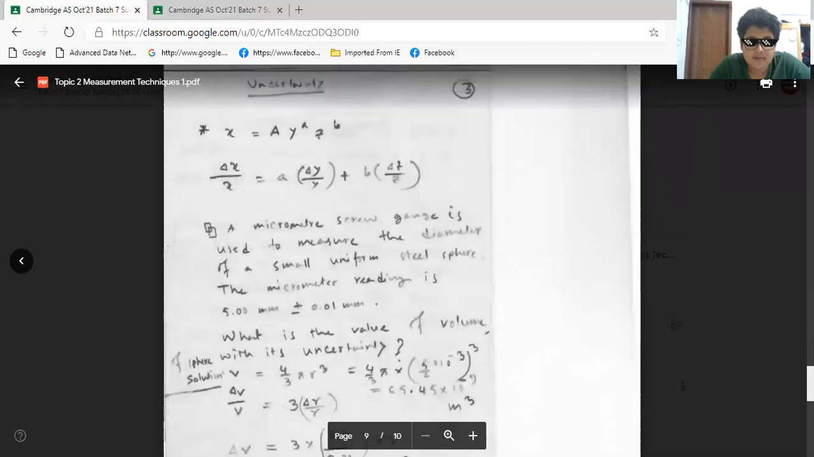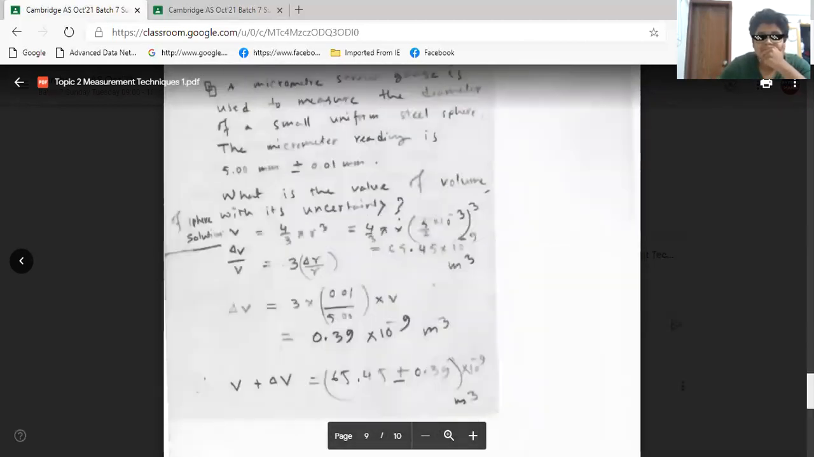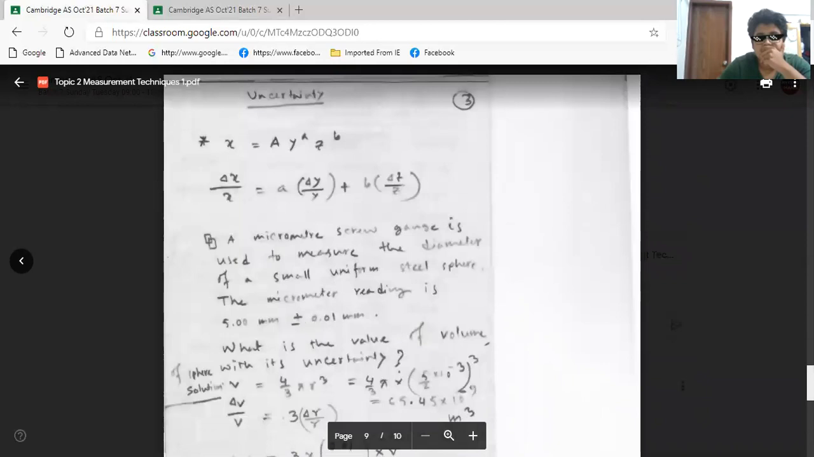Now here we have another uncertainty. In the previous one we had multiplication, but we did not have any power. Here we have power: y to the power a, z to the power b. So if there is power, how do we calculate the uncertainties? Fractional uncertainties. We do the same thing as before. This power will just come in front of this fraction.